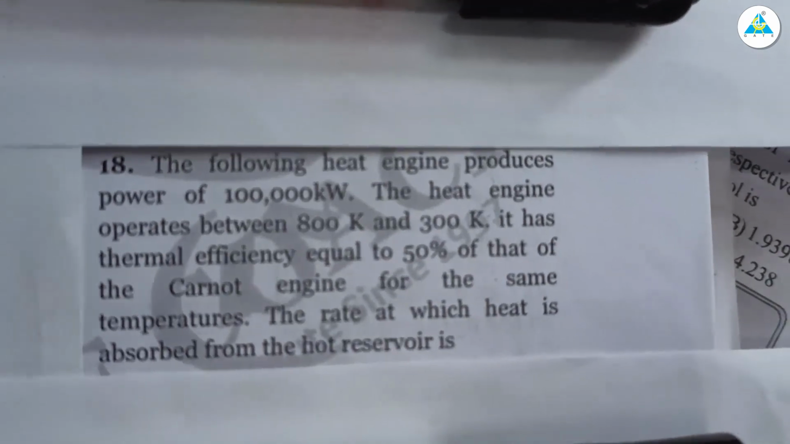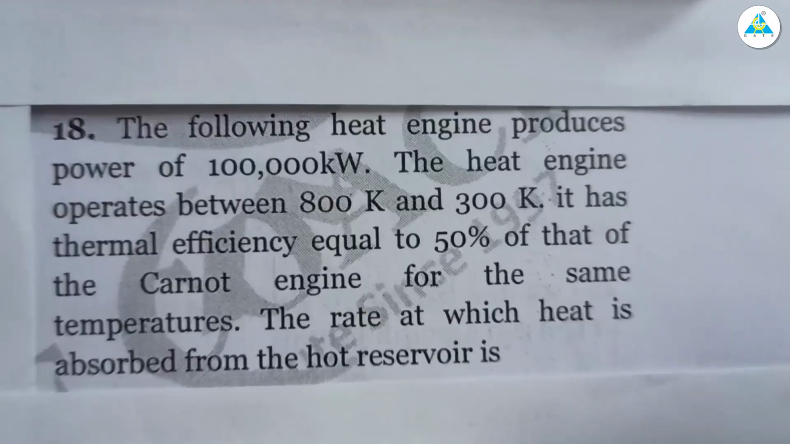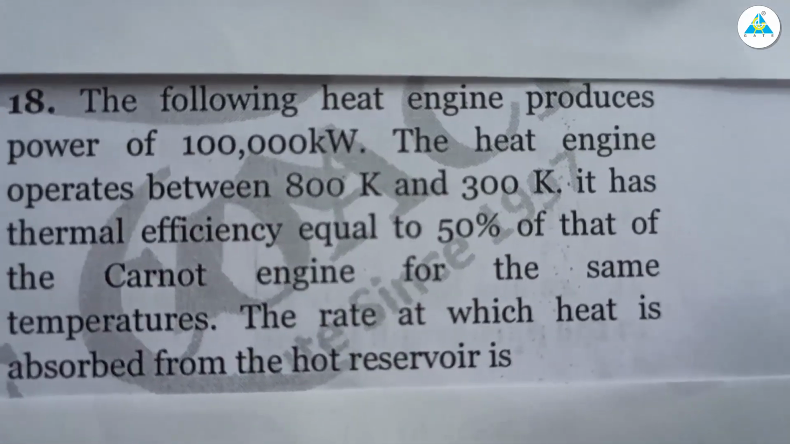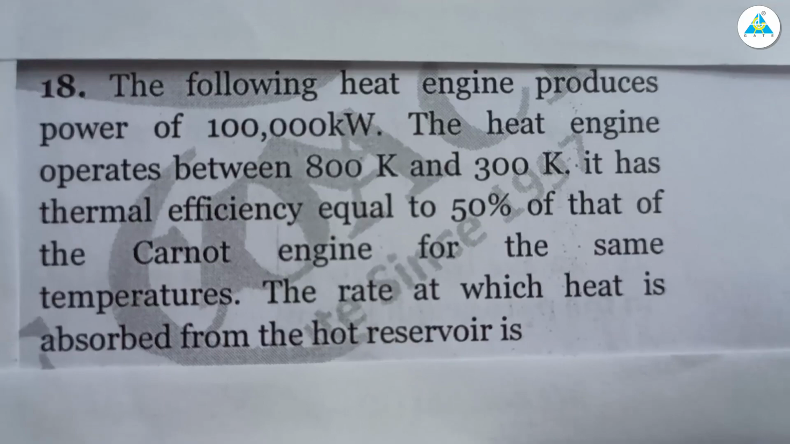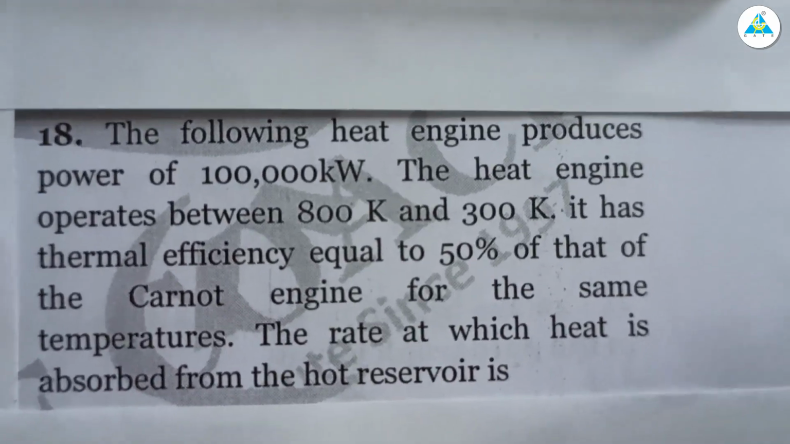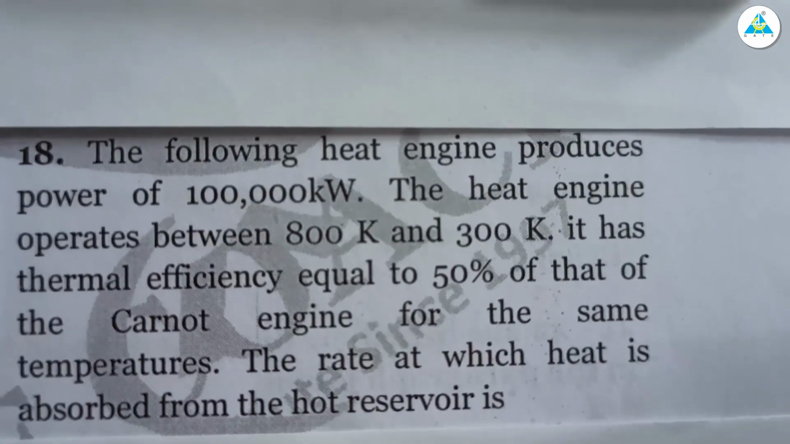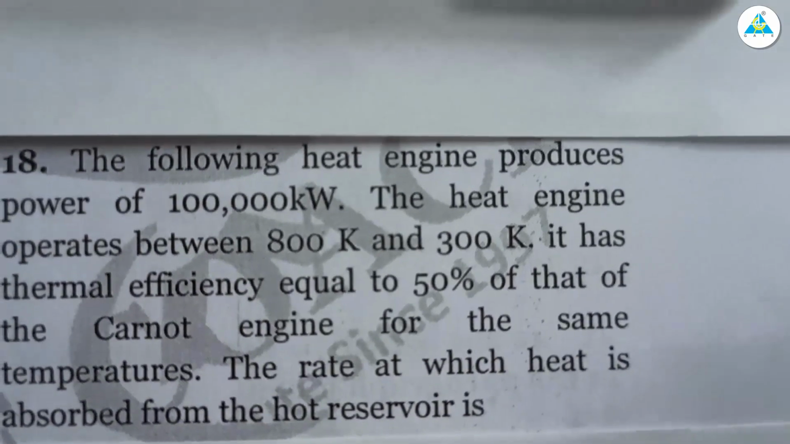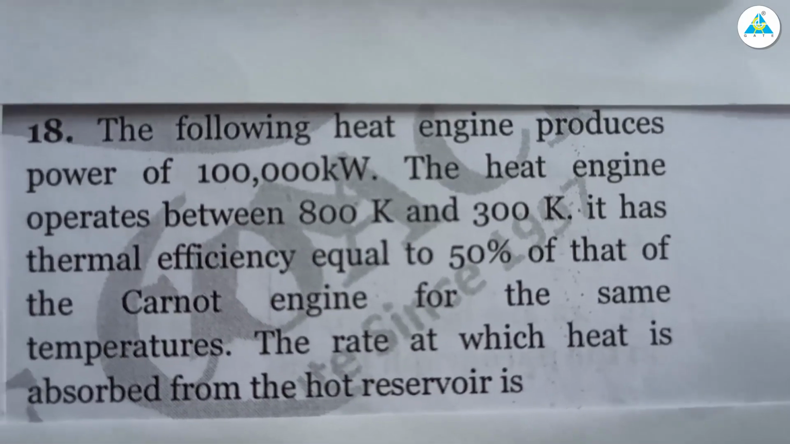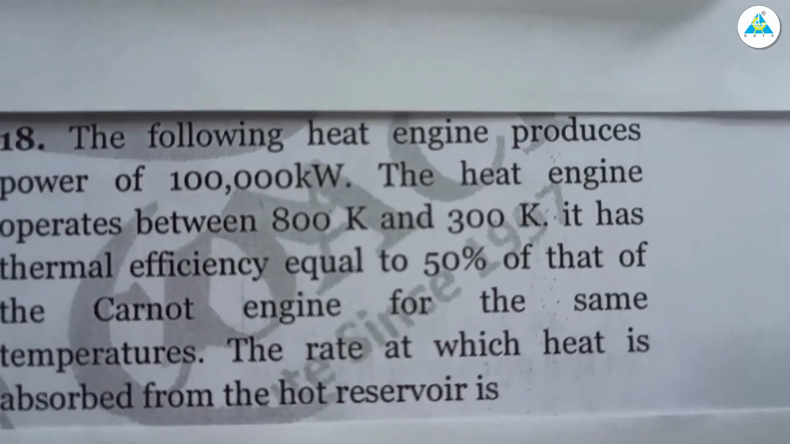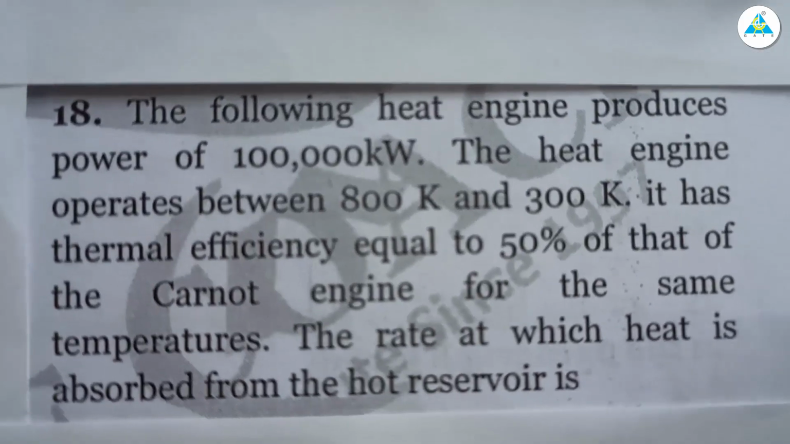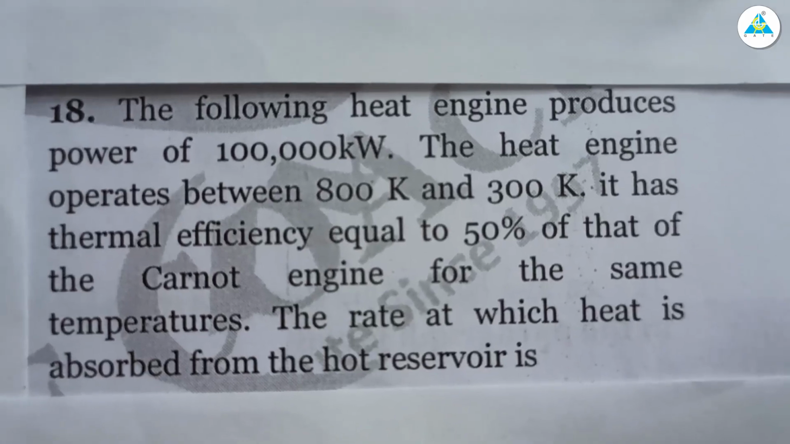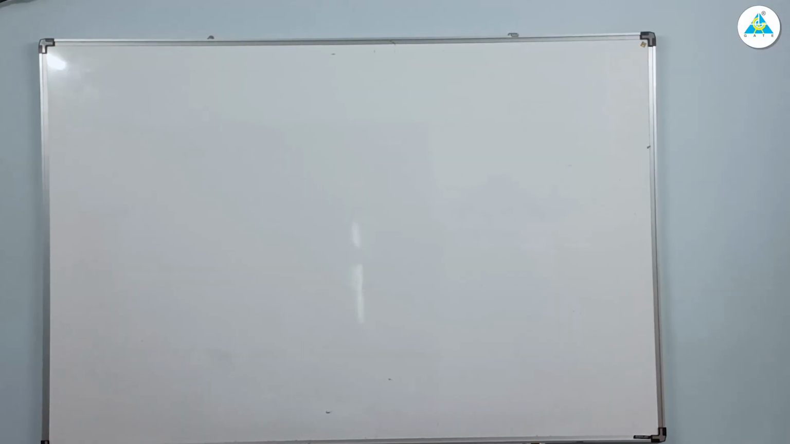So this is the next question. The following heat engine produces power of 1 lakh kilowatt. The heat engine operates between 800 Kelvin and 300 Kelvin. It has thermal efficiency equal to 50% of that of a Carnot engine for the same temperatures. The rate at which heat is absorbed from the hot reservoir is, right? So solve the problem. Those who want to try it, just pause the video and read the question. I will write the options on the board. Clear? So the question is what?